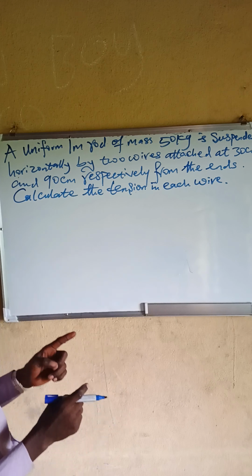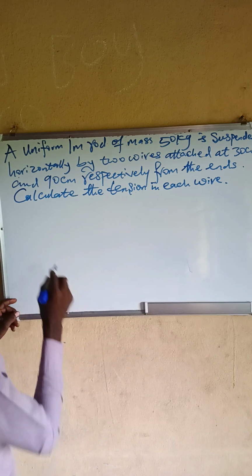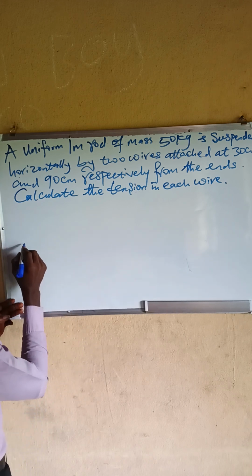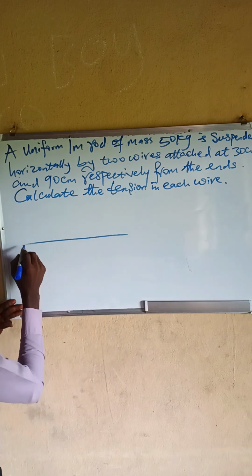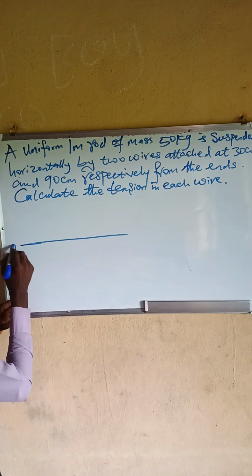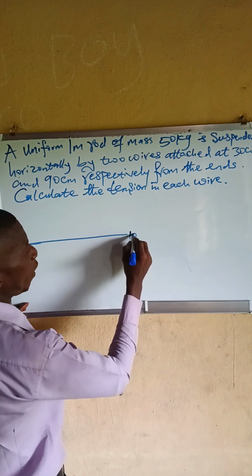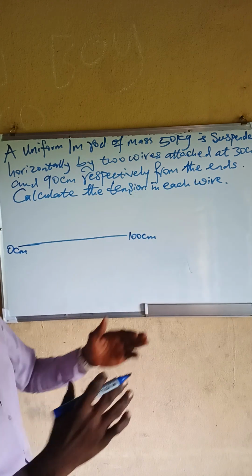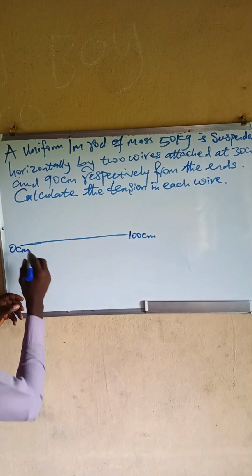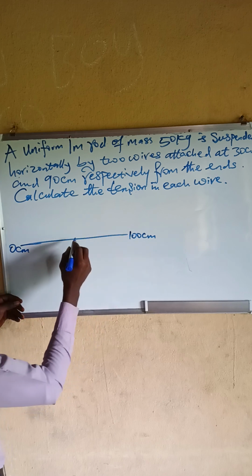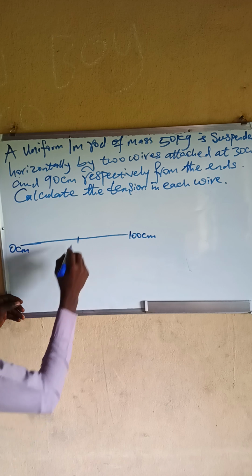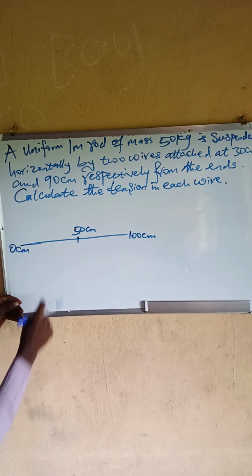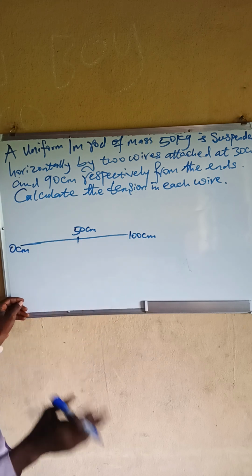You have a uniform rod. The rod is 1 meter, which is equivalent to 100 centimeters. So you have here as 0 cm, you have here as 100 cm. When we say the rod is uniform, it means that it's very straight. Now, the center of gravity is the point at which the resultant weight appears to act. So we assume the center of gravity is at 50 centimeters because it's 100 centimeters long and it's a uniform rod.